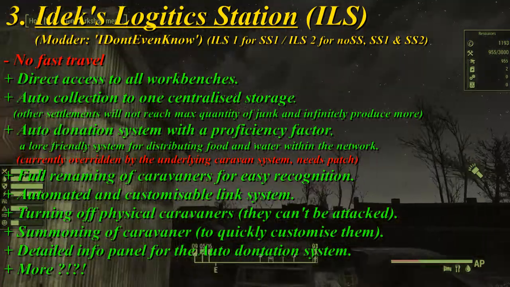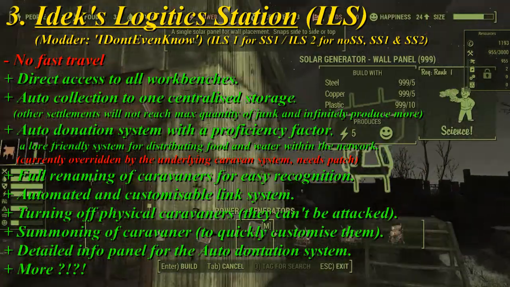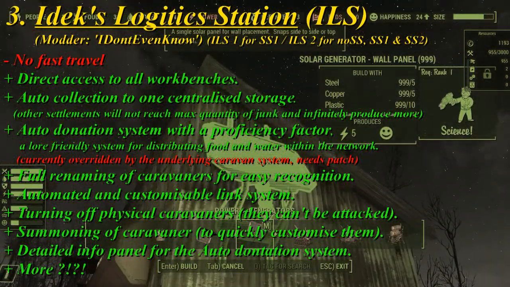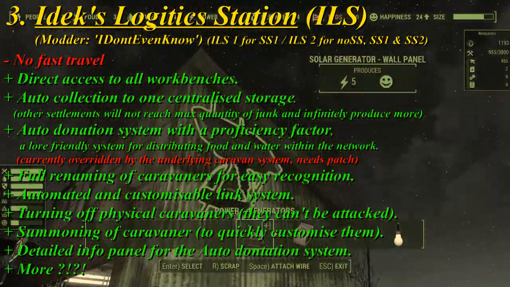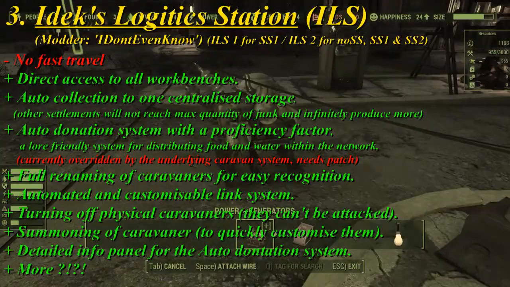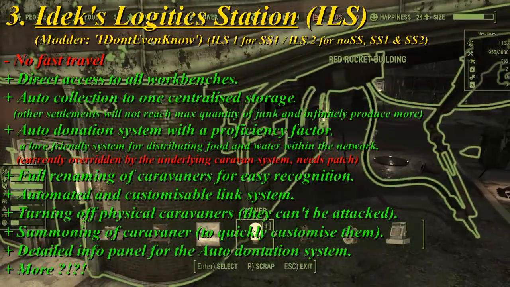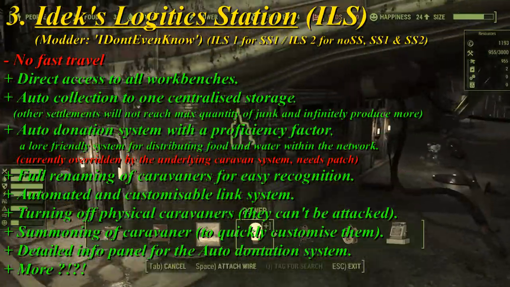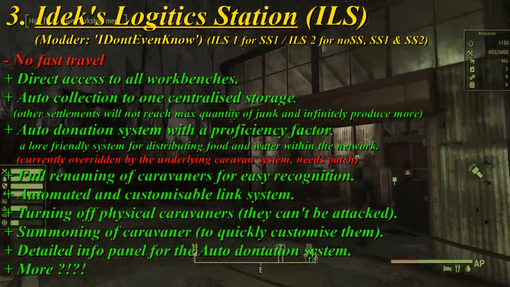Luckily, ILS has compensated for that. Whenever you designate a workbench as your central storage unit, you have the luxury of turning off attacks against this settlement. So if you want to do that, you can go ahead and do that. Once you remove the designator out of that workbench, the attacks will resume again. So that feature is automatic.